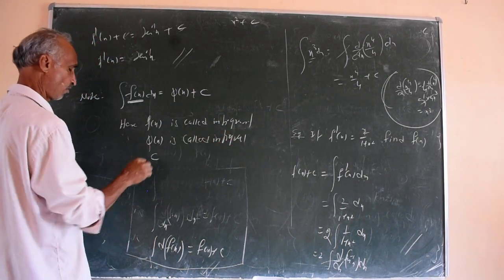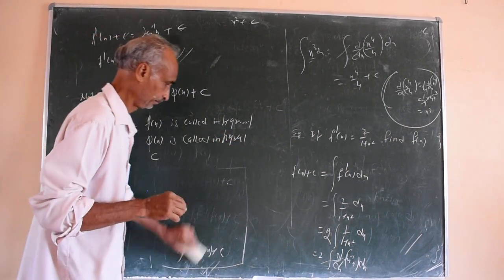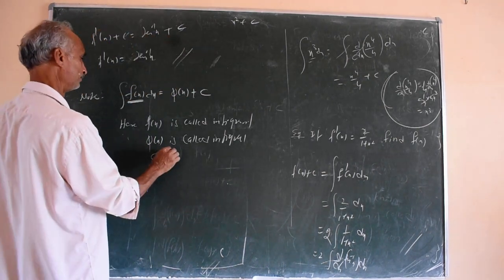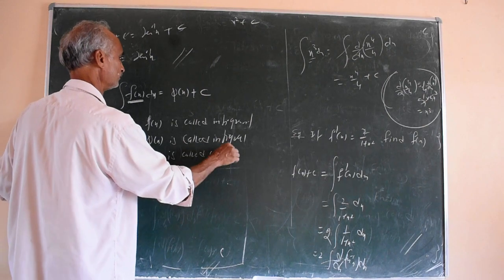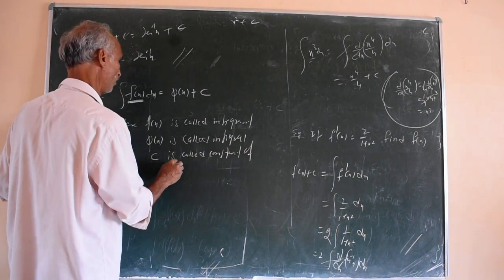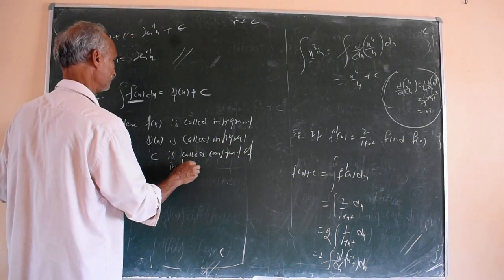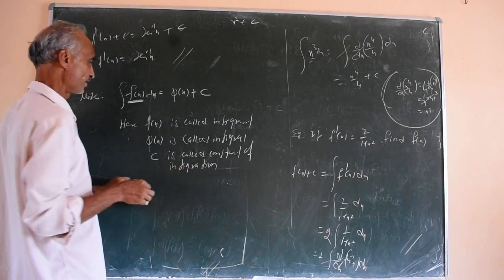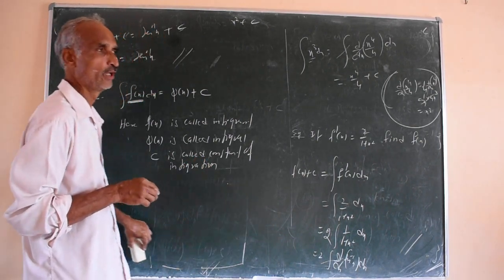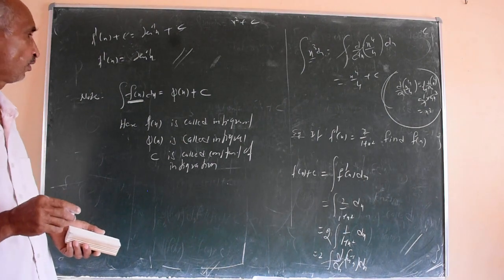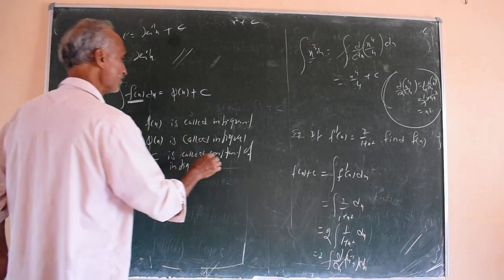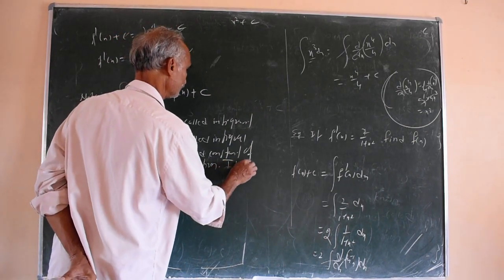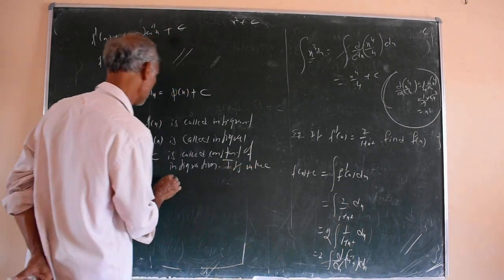And c is called the constant of integration. Its value is unknown. Therefore, this integration is called indefinite integral.